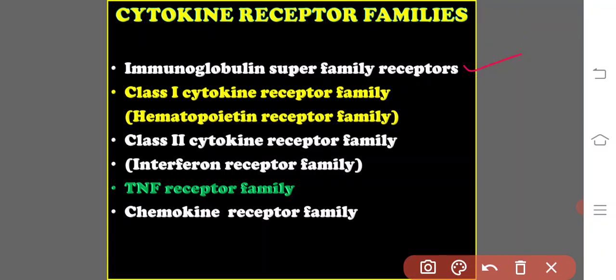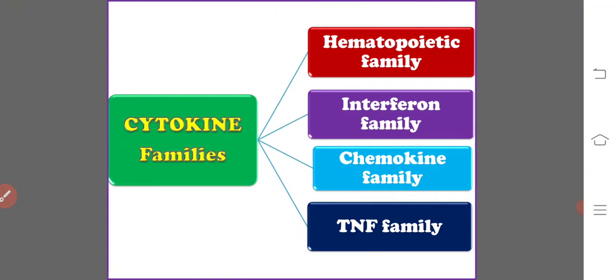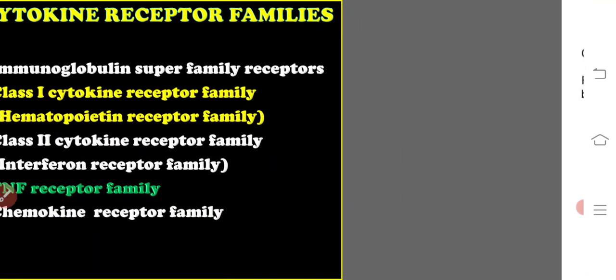immunoglobulin superfamily receptors; class 1 cytokine receptor family, also known as the hematopoietin receptor family; third one is class 2 cytokine receptor family, also known as the interferon receptor family; fourth one, TNF receptor family; and fifth one, chemokine receptor family. So don't get confused, these are the families of cytokine receptors, whereas those are the families of cytokines themselves. So we should not get confused.